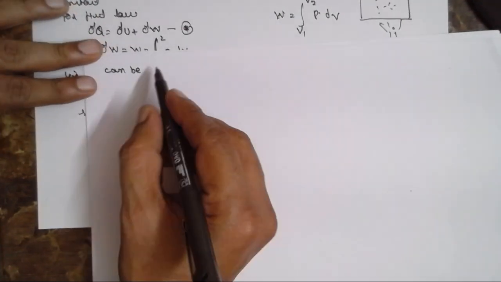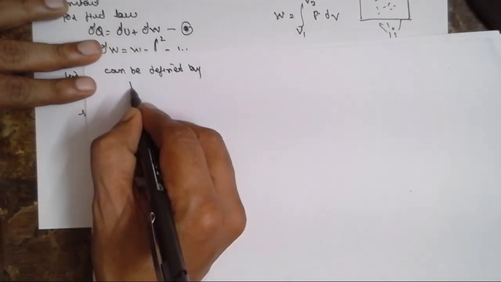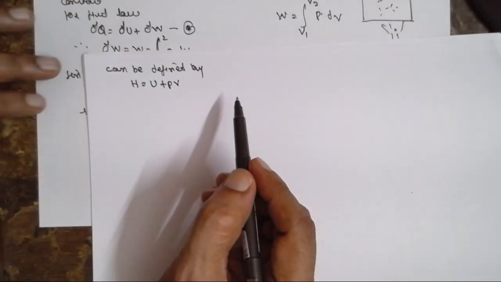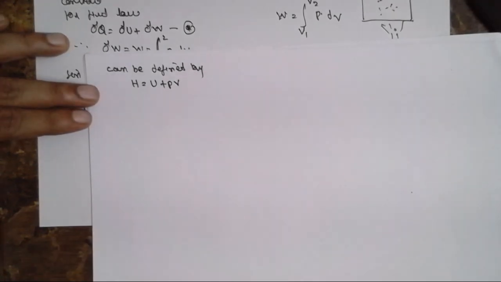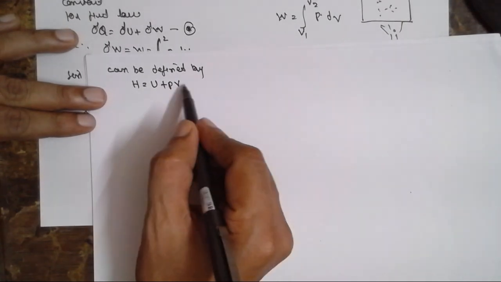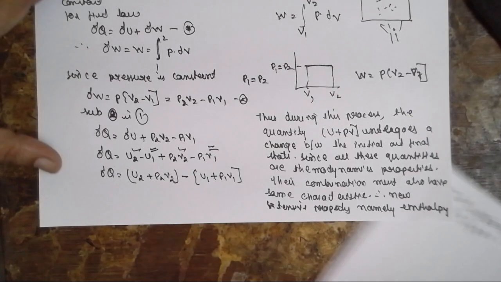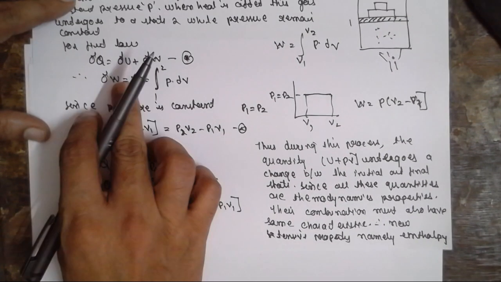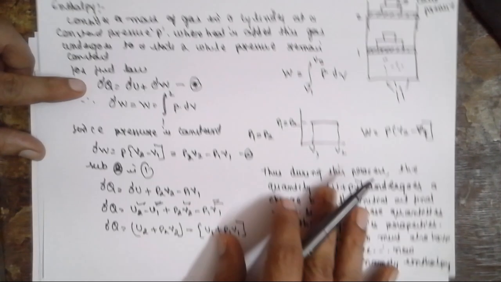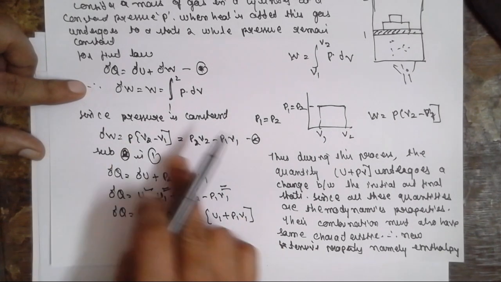Now it can be defined by H is equal to U plus PV. That means if you want to define it, enthalpy is nothing but internal energy plus the product of pressure and volume. How did we arrive at this? By using the first law of thermodynamics applied at constant pressure. We have substituted the work done. The formula at constant pressure for work done is P times (V2 minus V1), which is further simplified as P2 V2 minus P1 V1.